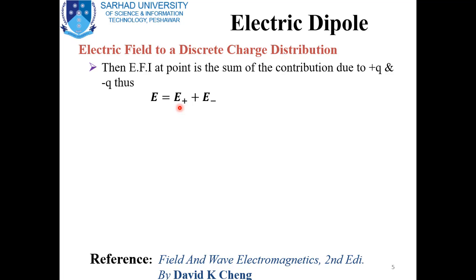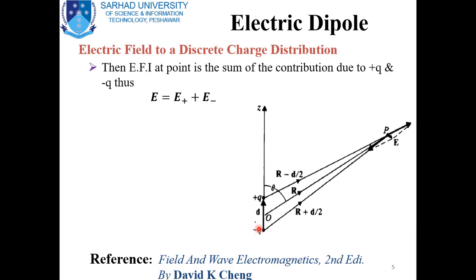This represents the electric field intensity due to the positive charge, and this represents the electric field intensity due to the negative charge. Let our dipole lie along the z-axis, with the charges separated by a distance d, which is very small as compared to r. r is the distance from the center, the origin, to point P where the electric field is to be calculated. And let me mention some other distances.